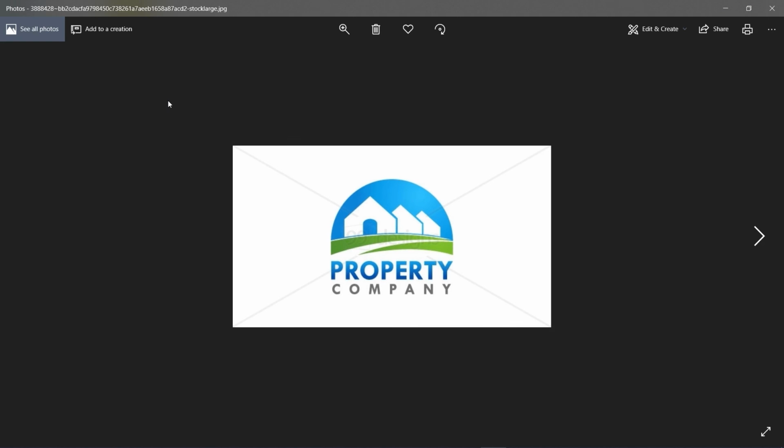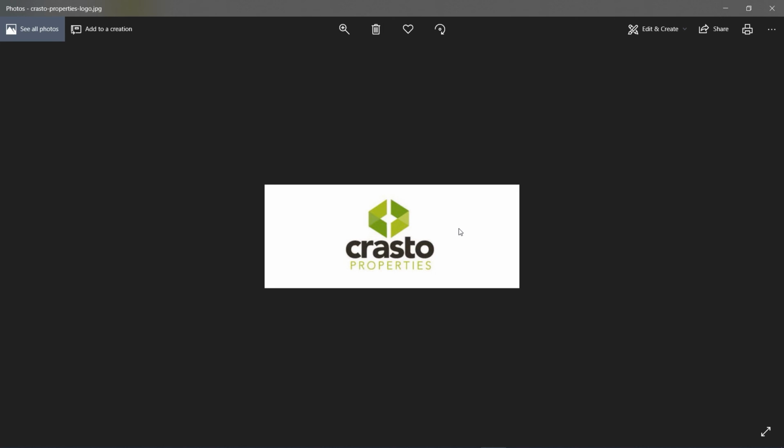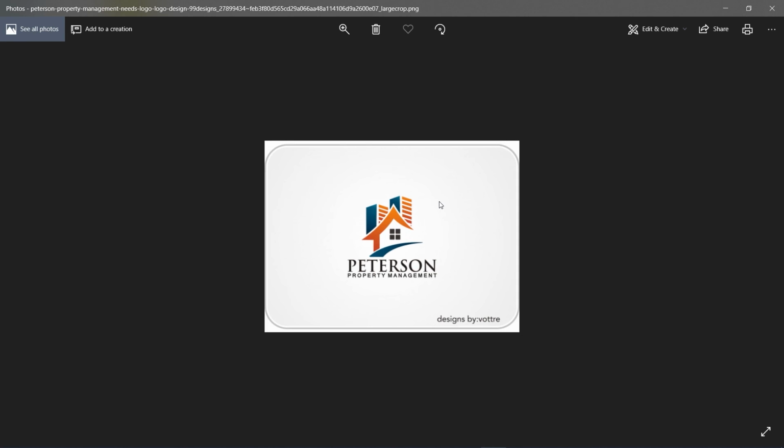Here you can see this is one I got from 99designs, and here you can see a property company, and again it is multiplying, using different multiplying shapes, three shapes. Again multiply two different sides of a house showing. This is again, I'm not sure what this is. Anyhow, this looks great. Flow, using flow. This is a flow usage in this Homestead investor group. And then we have this Peterson property management designed by Votre.